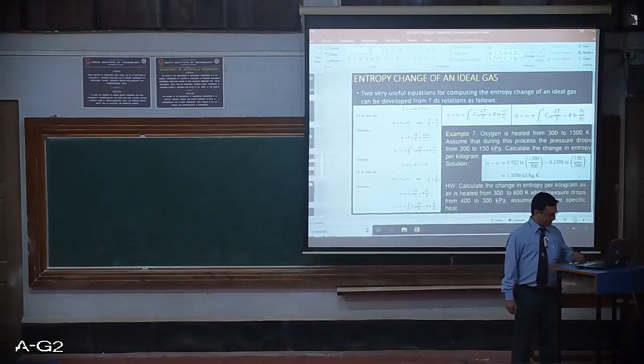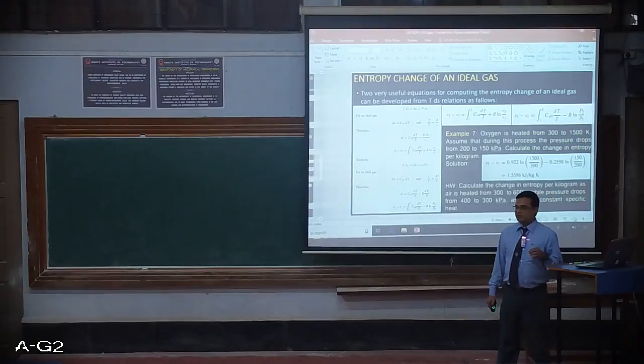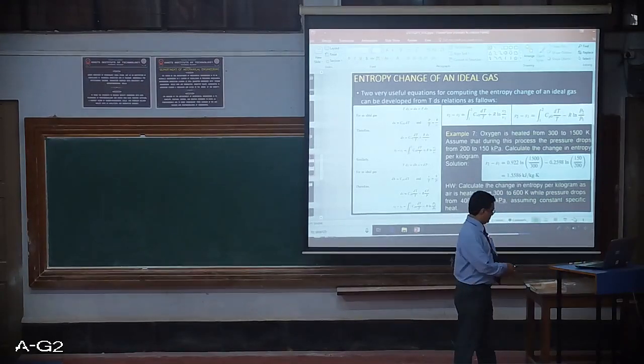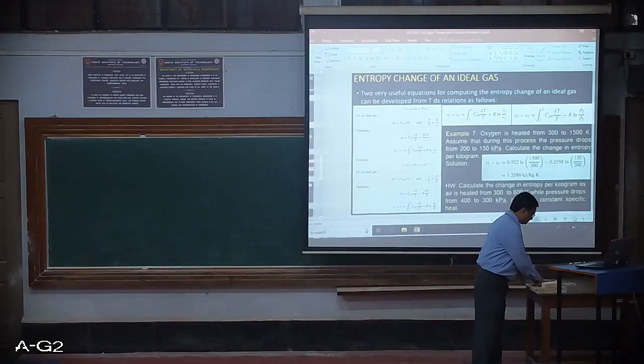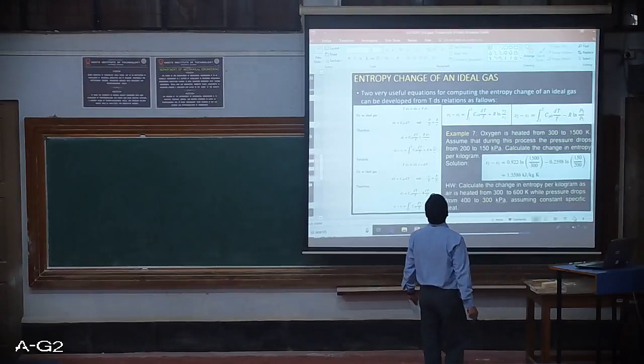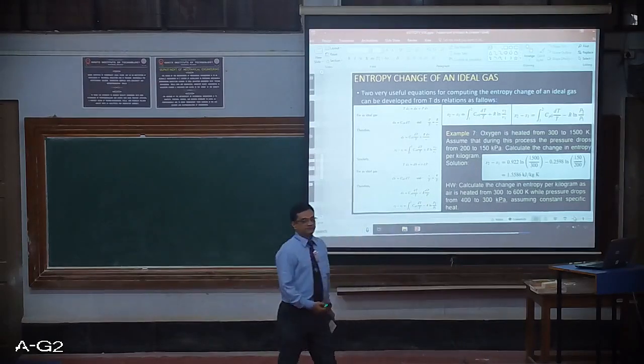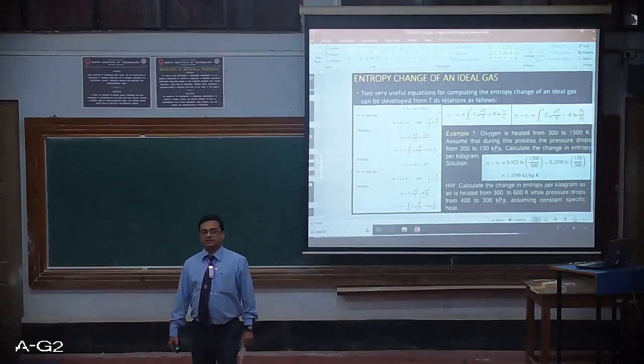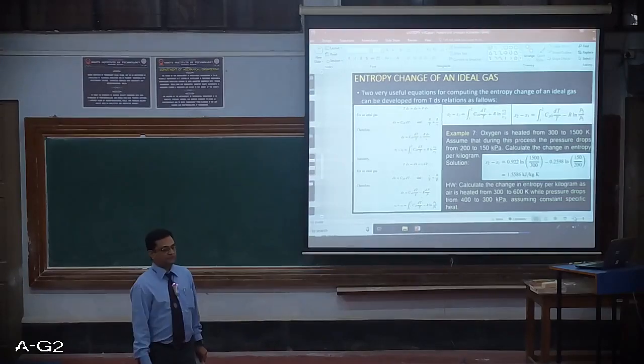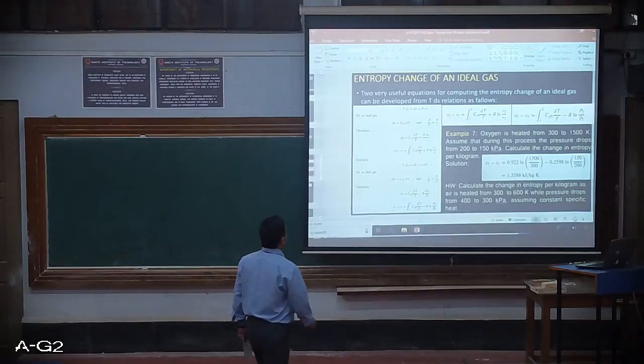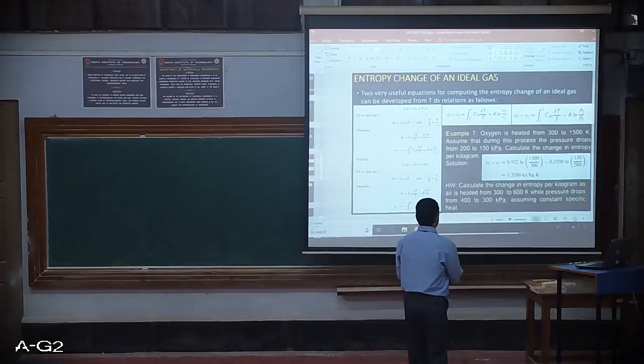Now in today's discussion, we will take up this entropy change of an ideal gas. Okay, so far we developed the equation for solids and liquids. Now today we will develop an equation for an ideal gas. So here the example starts with what we have already derived for an ideal gas. So let me begin with one of the TDS relations here.